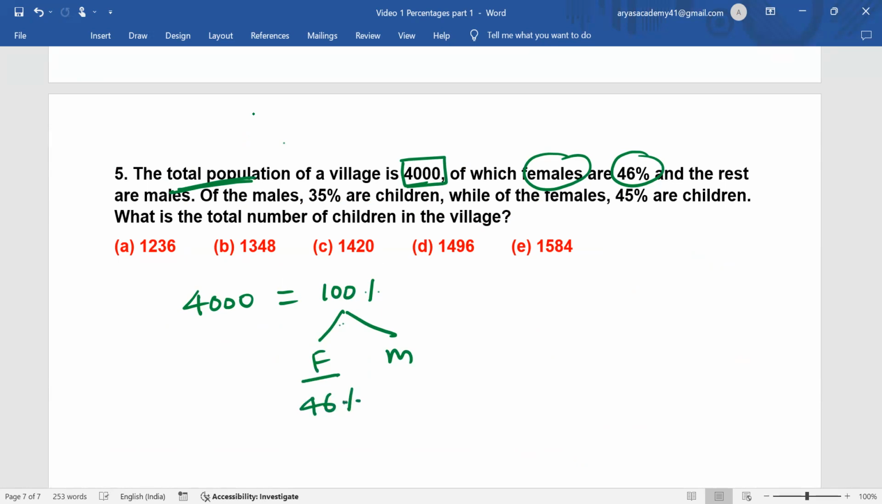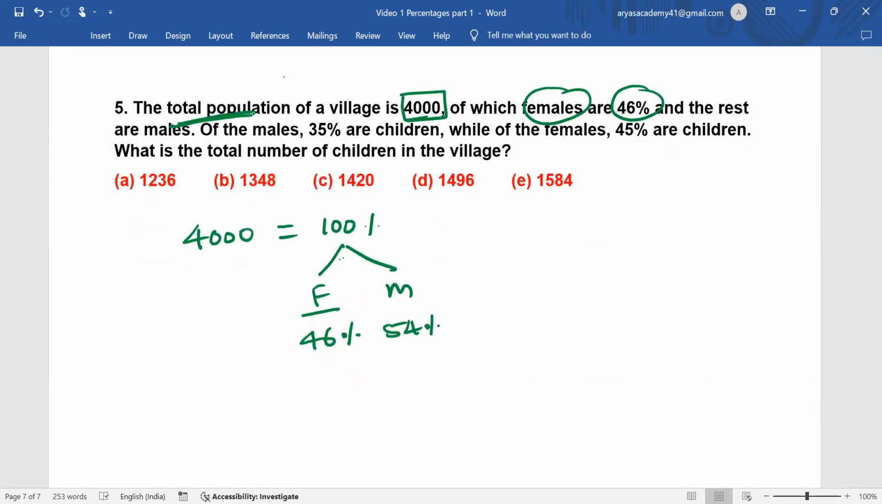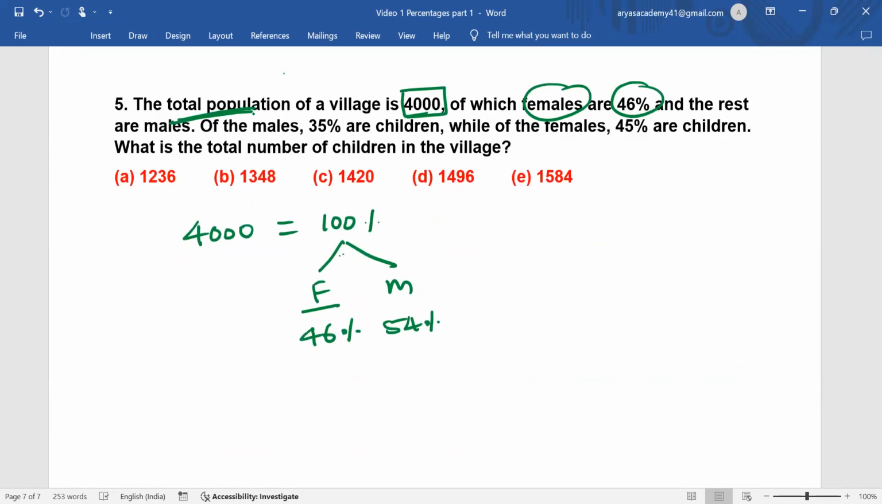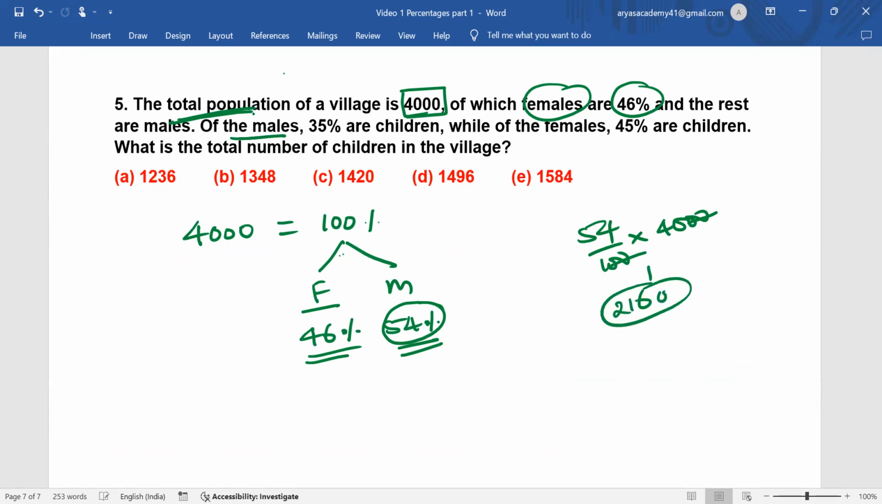So obviously, what is the value of male? 100 minus 46 will be 54%. The rest are males, so that's why we have written it as 54%. Now you can go for calculation of the values to make it simpler. So calculate 54% of 4,000. 2 zeros cancel. 4 fours are 16. 4 fives are 20, 21. 2,160. So the total population of males is 2,160.